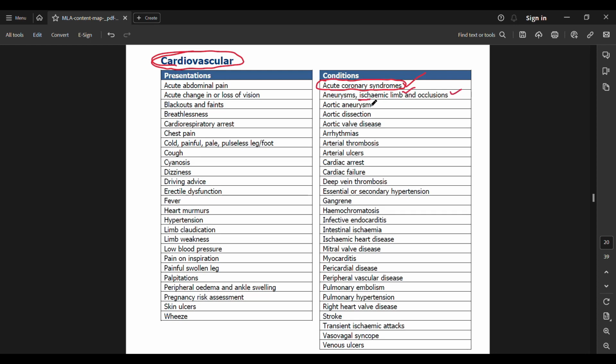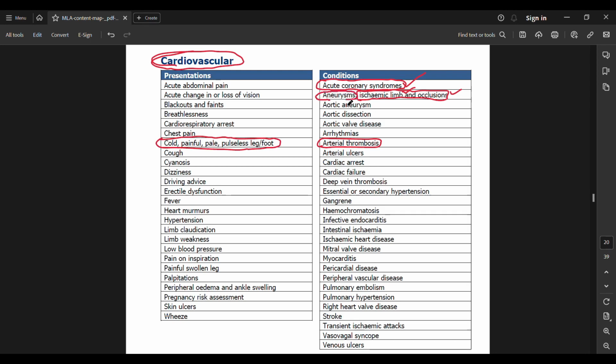Next, you have acute limb ischemia and occlusions. This has previously shown up in the PLAB exams as an emergency scenario where a patient has acute limb ischemia, may have atrial fibrillation, and that atrial fibrillation might have led to arterial thrombosis, and might have led to a cold, painful, pale, pulseless leg or foot. So this is how this usually shows up and has shown up in the past as well. Prepare this well.